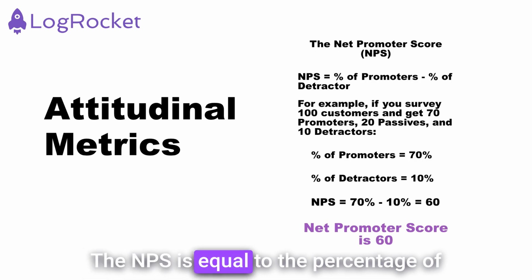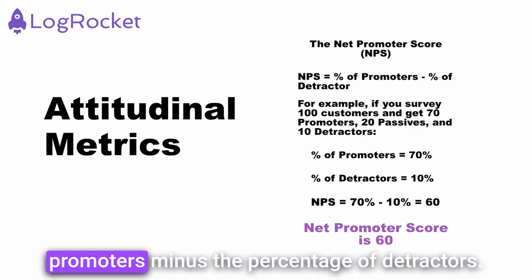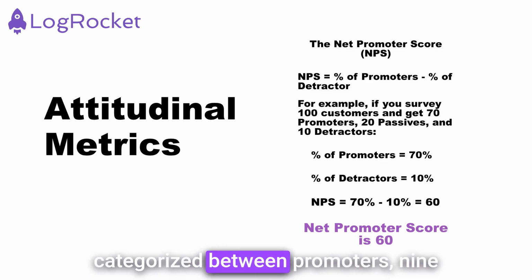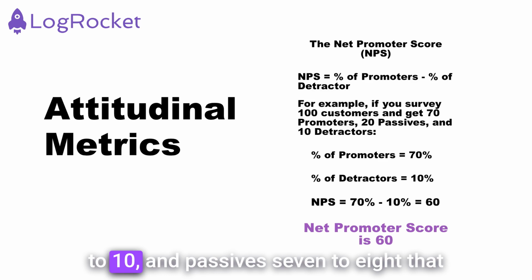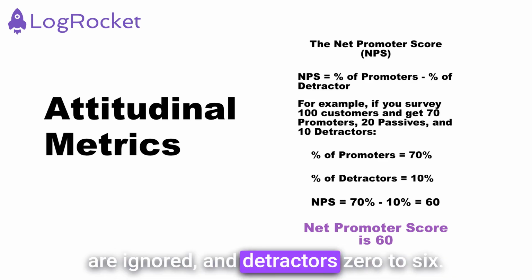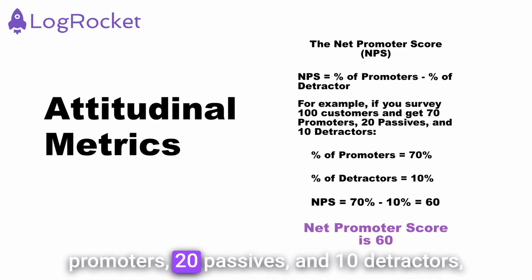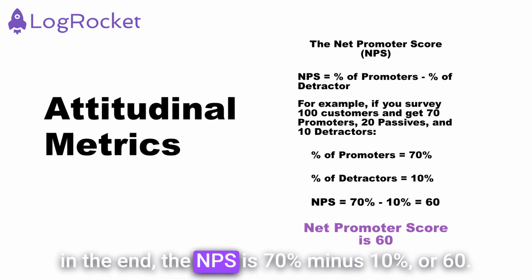The NPS is equal to the percentage of promoters minus the percentage of detractors. So the responses that come in are categorized between promoters 9 to 10 and passives 7 to 8 that are ignored and detractors 0 to 6. So if you get 100 customers and you get 70 promoters, 20 passives and 10 detractors, in the end the NPS is 70% minus 10% or 60.